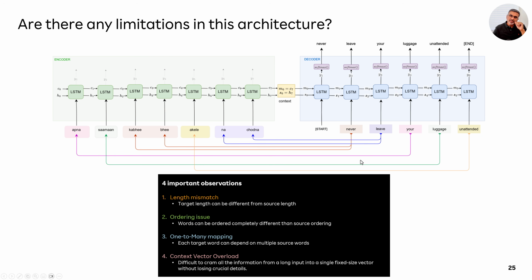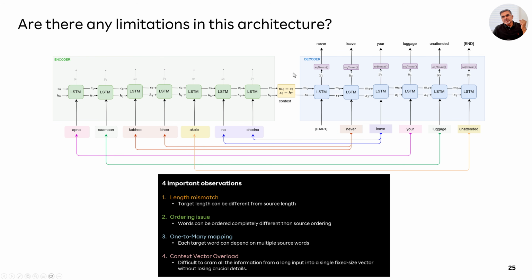The second observation is that, for example, leave or even never do not map to one word in the source. So leave and never are words in the target language that map to more than one word in the source. And there are some words in the target, like your and luggage and unattended, that map to only a single word in the source. So there is not a one-to-one mapping between the target and the source.